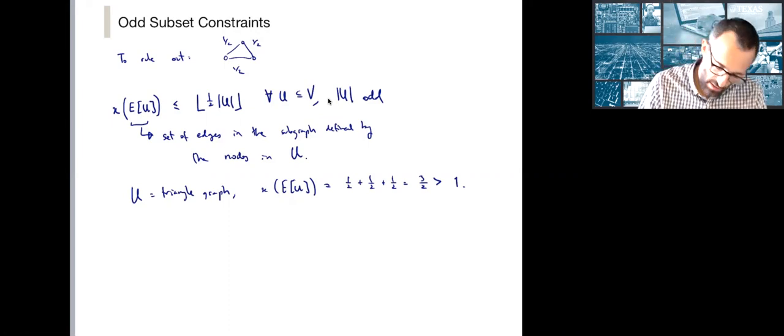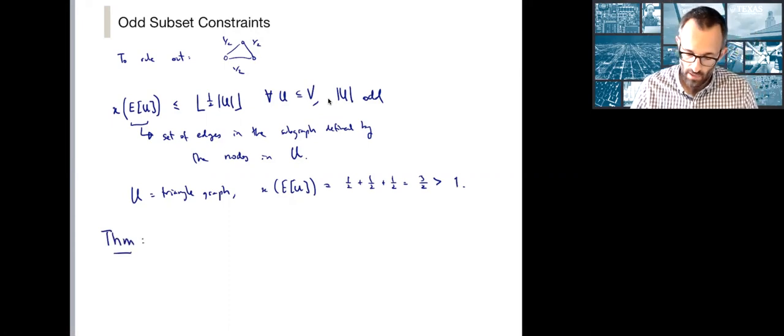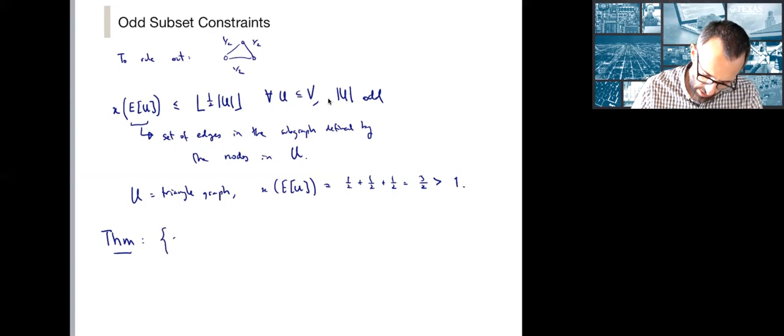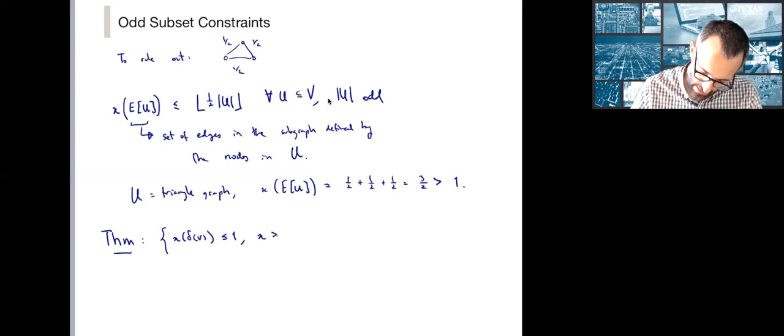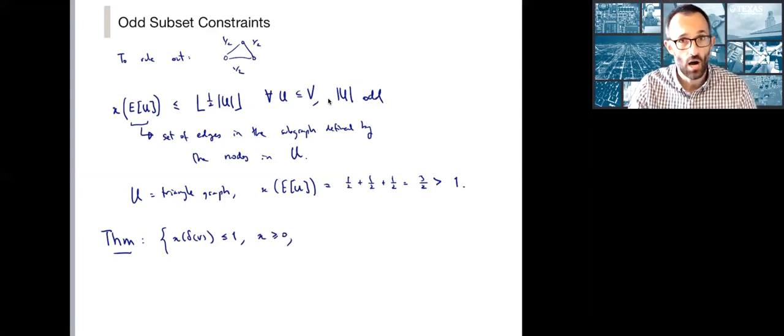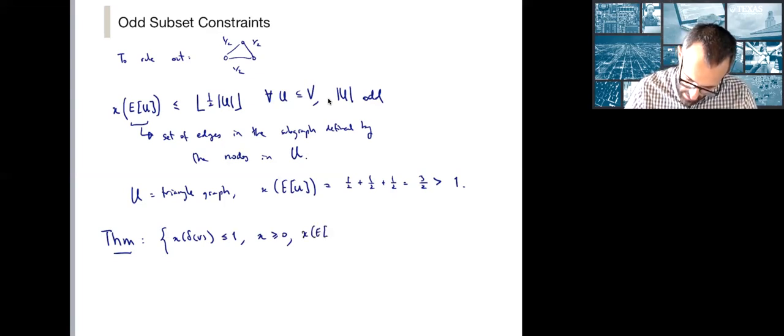Okay, so the key result that we're going to prove in the next lecture is that this is all we need as far as additional constraints go. In other words, if we keep our constraints that x of delta of v is less than or equal to 1 for every node v, and x is non-negative, and now we put these odd subset constraints, x of E of U less than or equal to floor of 1/2 cardinality of U.